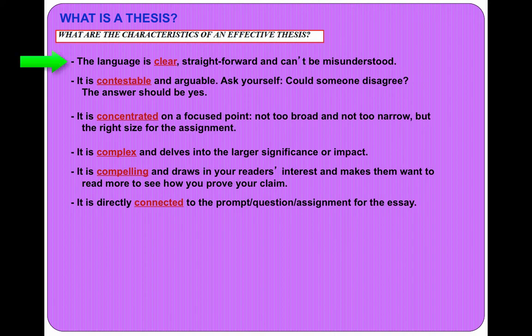What are the characteristics of an effective thesis? The language is clear, straightforward, and can't be misunderstood. It is contestable and arguable. Ask yourself, could someone disagree? The answer should be yes.